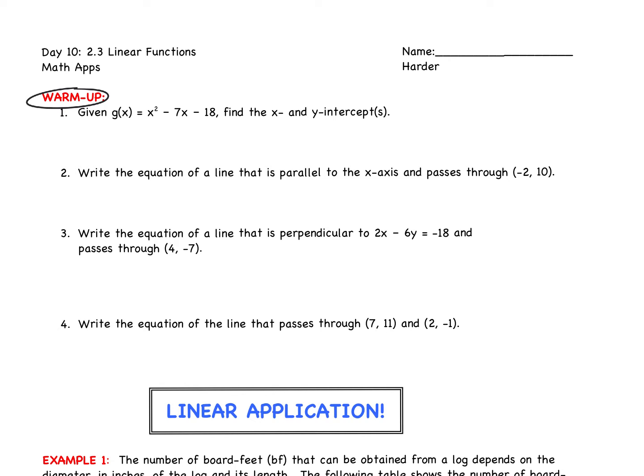So move your desks together. You have 10 minutes for all 4 problems, please.